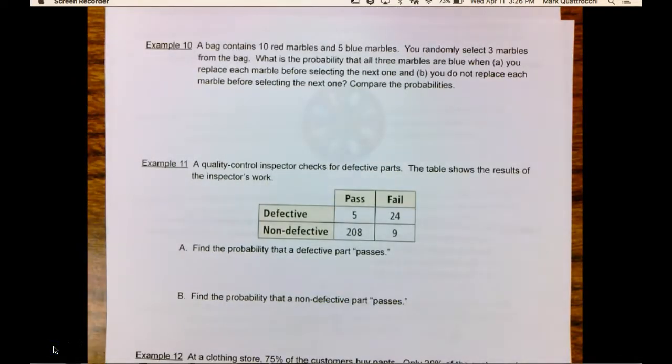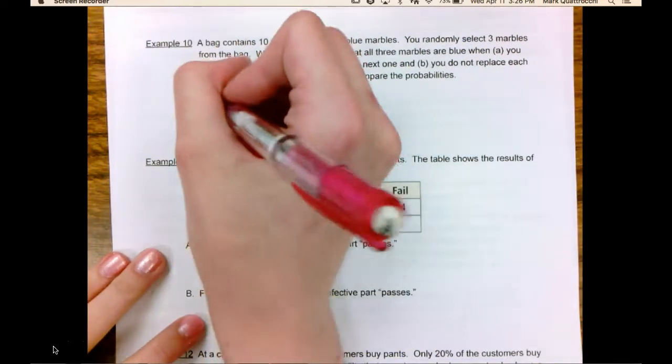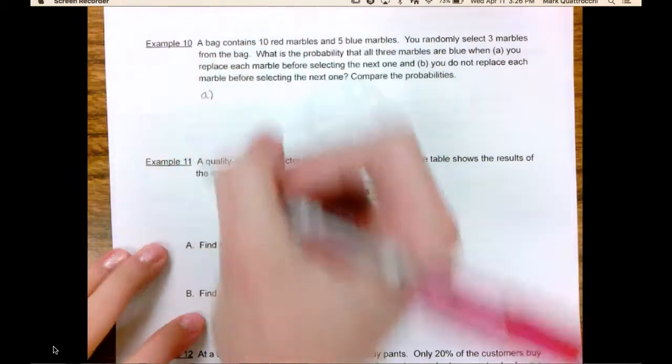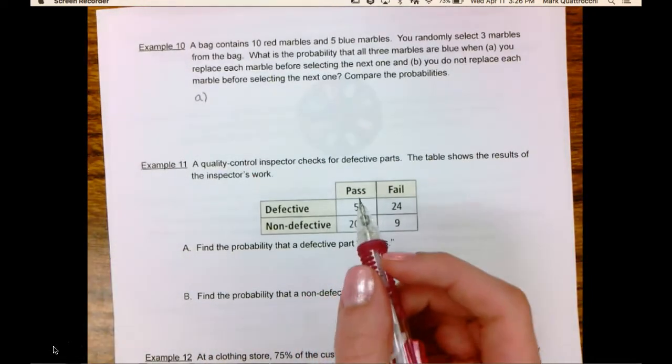A bag contains 10 red marbles and 5 blue marbles. You randomly select 3 marbles from the bag. What is the probability that all 3 marbles are blue when you A, replace each marble before selecting the next one, and B, you do not replace each marble before selecting the next one? Compare the probabilities. So for part A, you replace each marble.